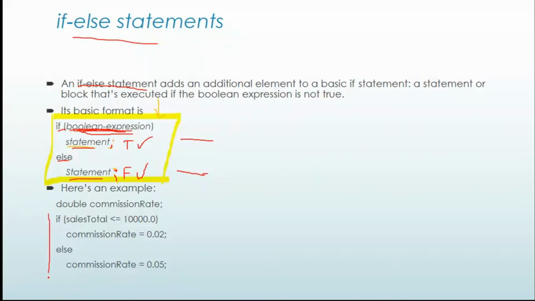Here is our example. For example, if sales total is less than or equal to 10,000, if this is true, then commission rate is 0.02 or 2%. But if this is false, then your commission rate is 5%. Okay, let's have it applied in program before we continue with the other if statement.